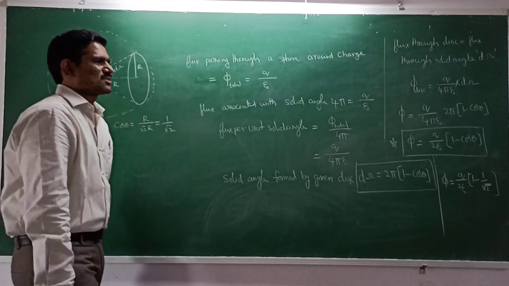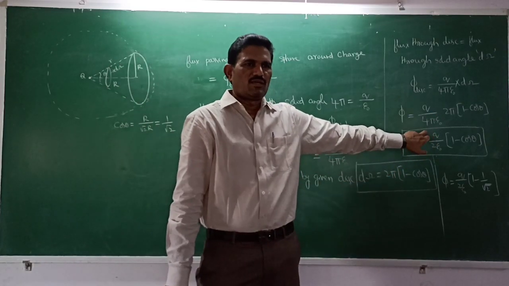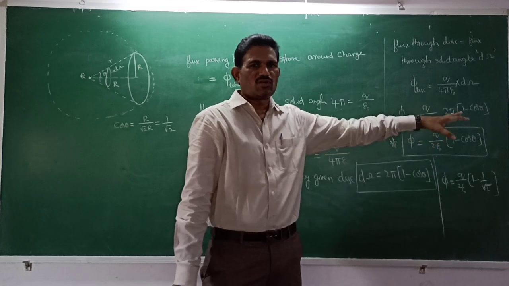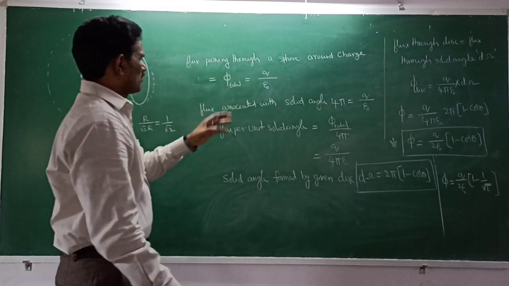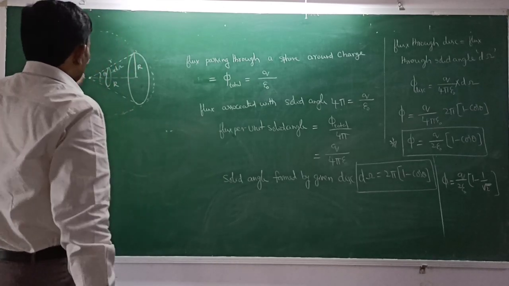So this is the formula we need to remember. Once again I am saying that this is an important formula: Q by 2 epsilon naught into 1 minus cos theta is the flux passing through the base of the cone, or you can say the circular disk.